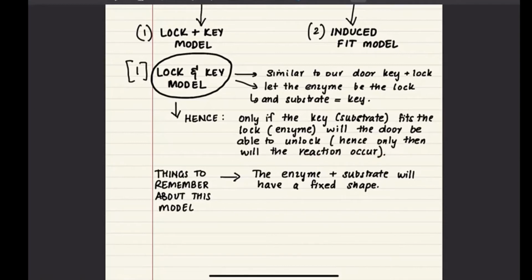All right. And something to remember about this model is that the enzyme and substrate will have a fixed shape.